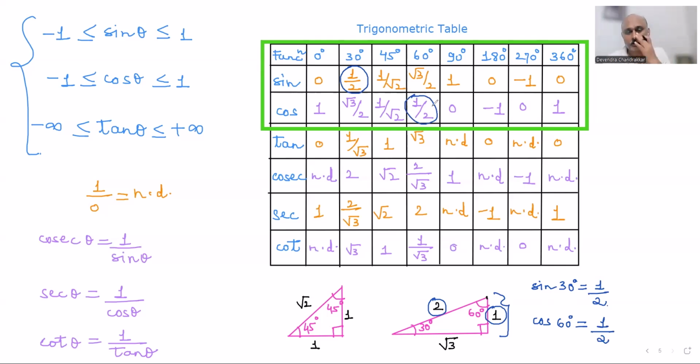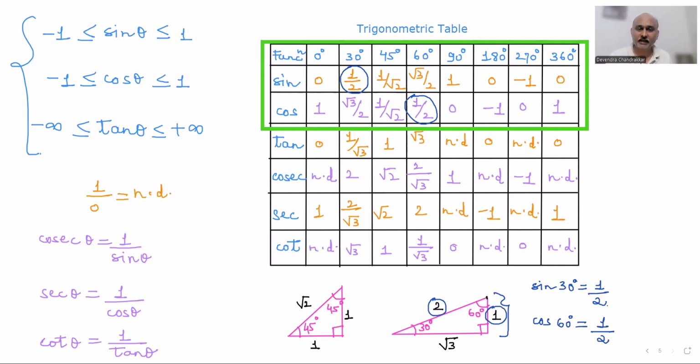Clear for everyone? Yes, sir. So this is how you can remember it. Just draw these two triangles, give these values, and the rest you can easily write. This is how you memorize the trigonometric table. Please copy it quickly. If you have any doubts or queries, you're most welcome to ask those. So do it quickly.